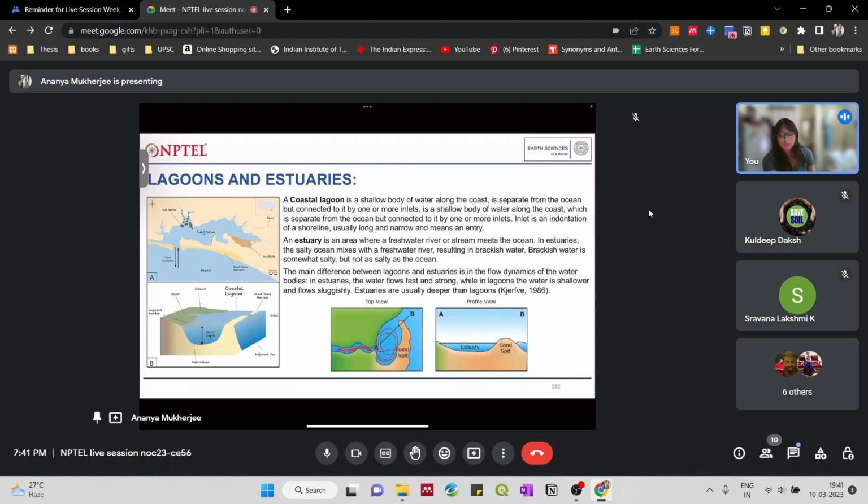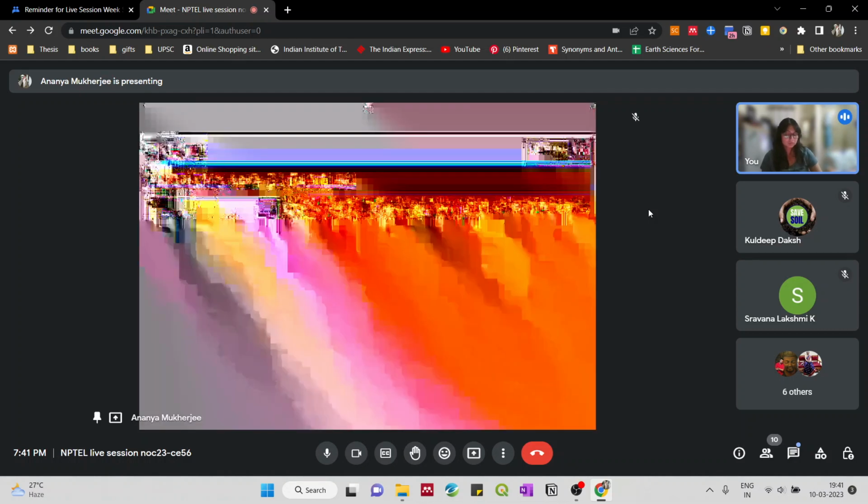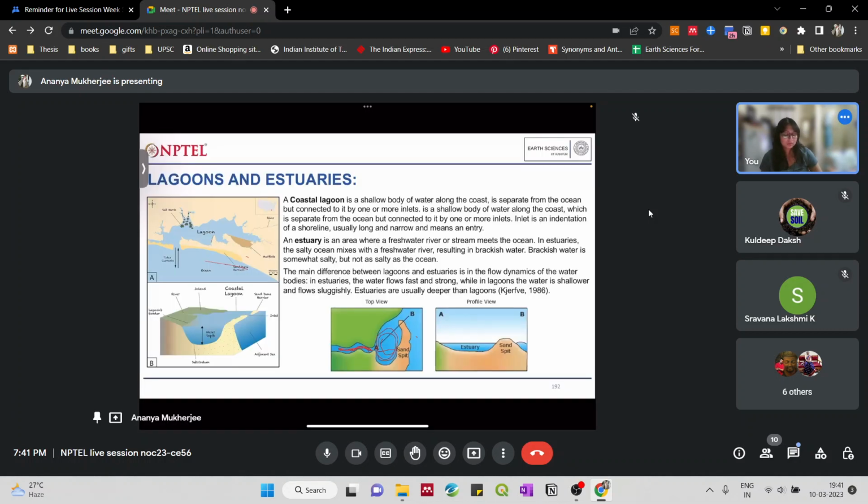In a lagoon, the water only gets separated from the main ocean by the existence of such coastal depositional landforms. The main difference between lagoon and estuary is the flow dynamics. In estuaries the water flow is fast and strong, while lagoons have more stagnant and shallower water. Estuaries are usually deeper than lagoons also, because the interaction between the ocean and the river water is much more in an estuary.